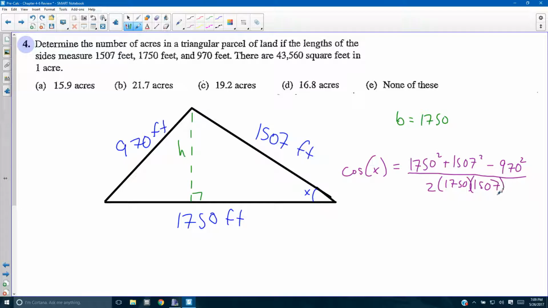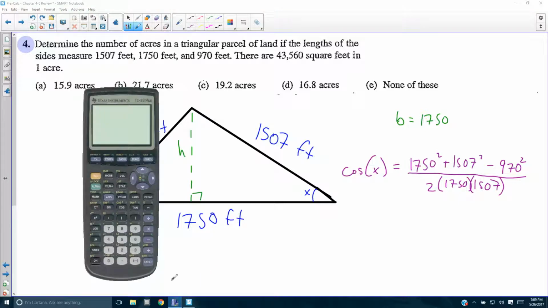I'm almost compelled to just compute what this number is now, and I wouldn't mind if you did either. There's nothing wrong with that. The problem is making sure you get your order of operations right. For example, I have to open with parentheses if I want to do this right. 1750 squared plus 1507 squared, minus 970 squared. That is the numerator. Close, divide. In the denominator, open, 2 times 1750 times 1507.